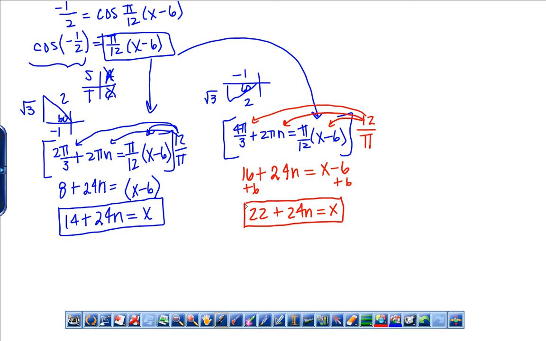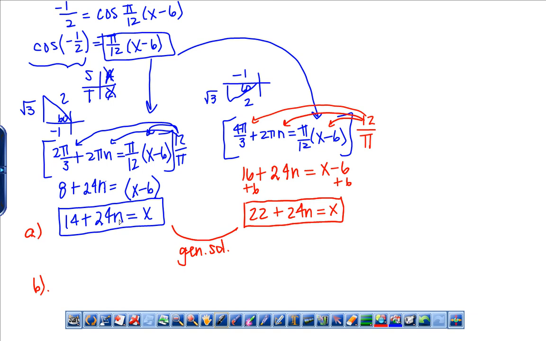Okay, here's my 2 general solutions. Now I need to do the B part. So I guess we could label this. This is what we did before. This was our A, and this is our B. Okay, in order to get B, I'm just going to plug values in for N.